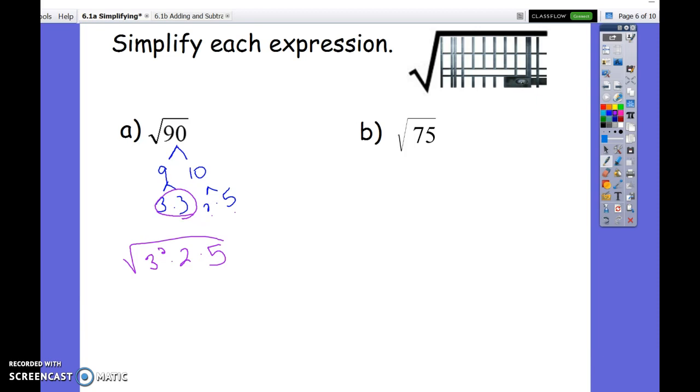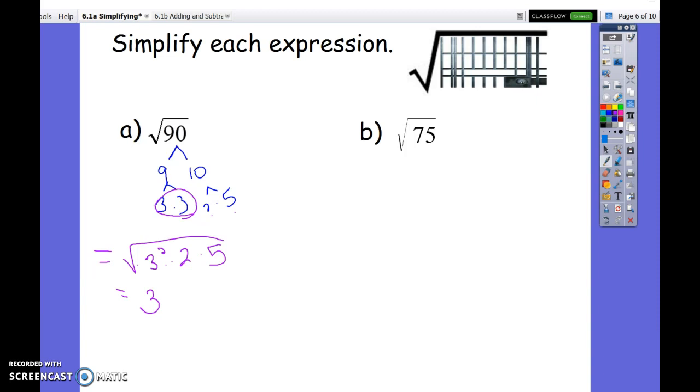So if we break 90 up, we could say the square root of 90 is equal to the square root of 3 squared times 2 times 5. Okay. So now we're going to actually try and evaluate this. Well, we're going to look one at a time. So the square root of 3 squared we just talked about, they'd cancel each other out, and that would leave us with 3.